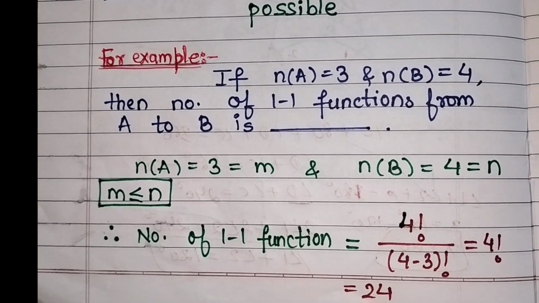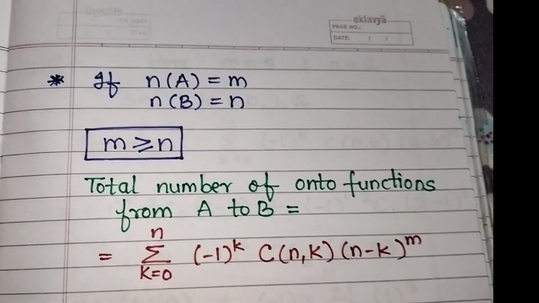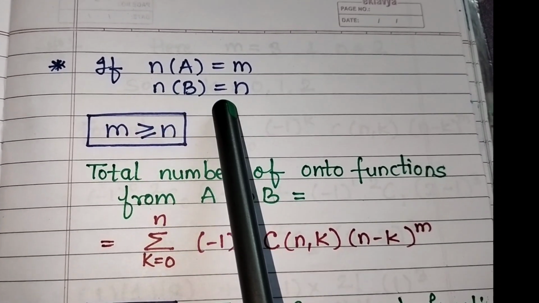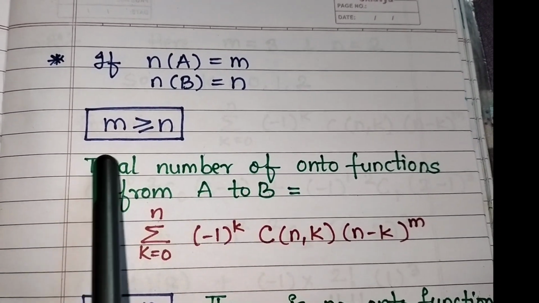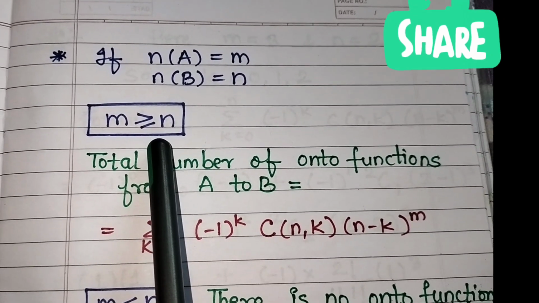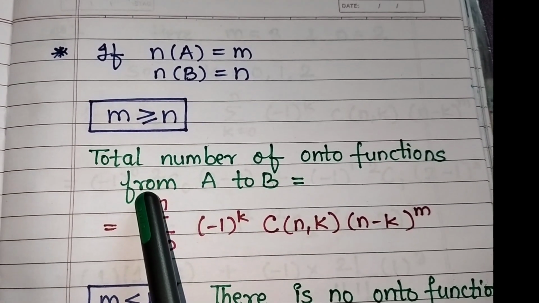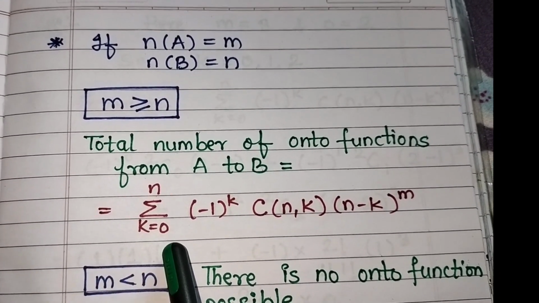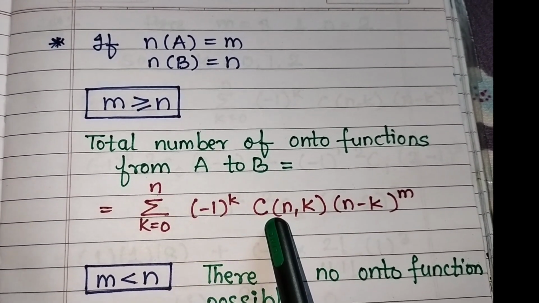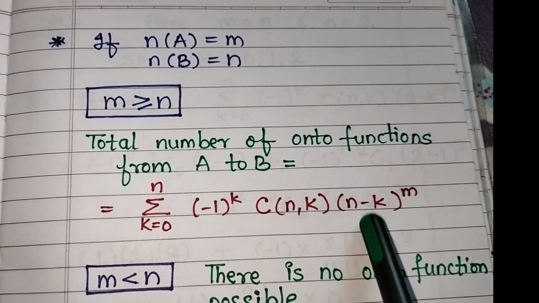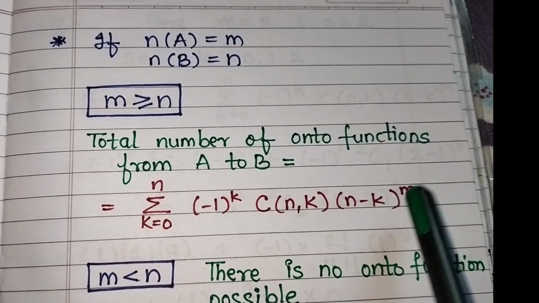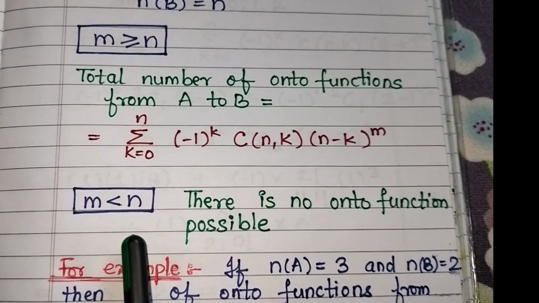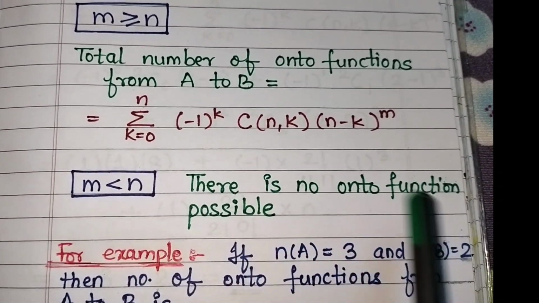Now let's take it for onto. Again, if you have number of elements in a set A equal to m and number of elements in the set B equal to n. Now here the first case is m is greater than or equal to n. In that case total number of onto functions from A to B is given by summation k from 0 to n of (-1) raised to k nCk (n minus k) raised to m. So this is the formula for onto function. And in case of m less than n, there is no onto function possible.